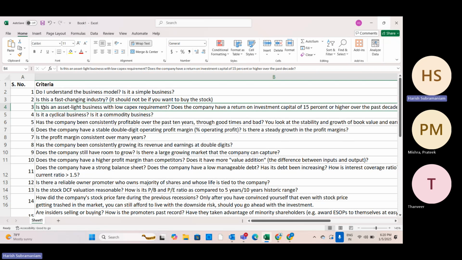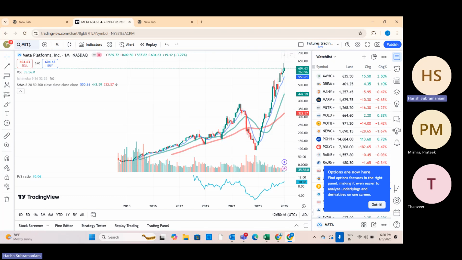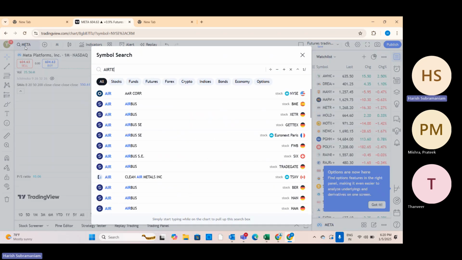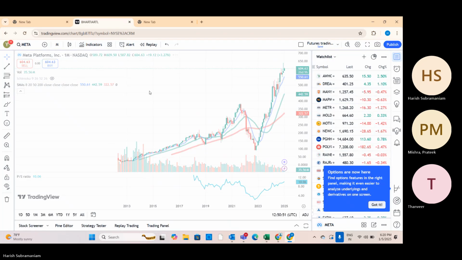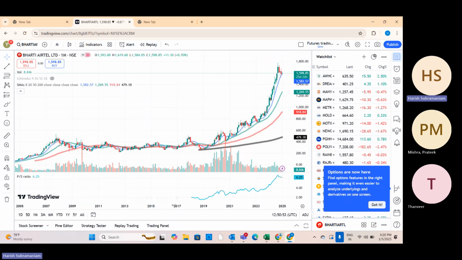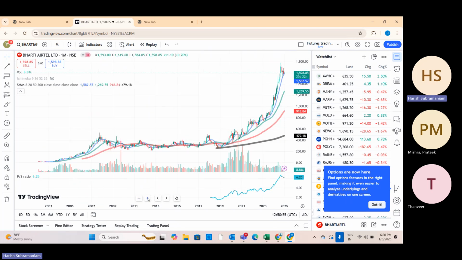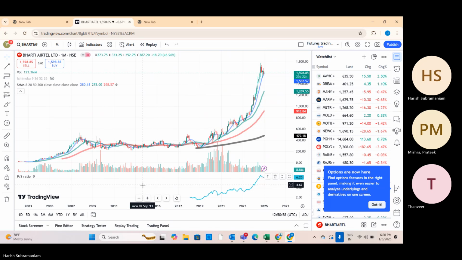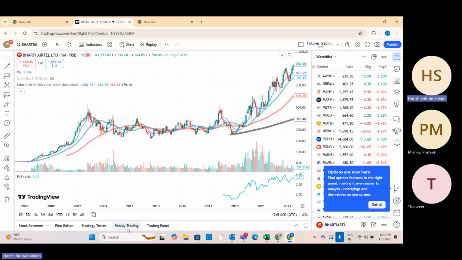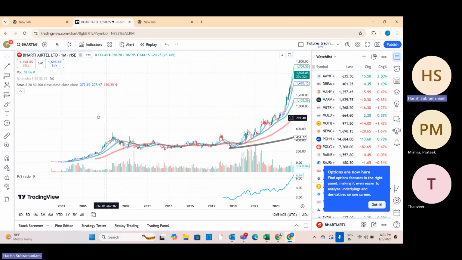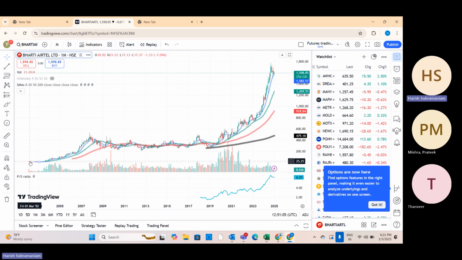Okay. Then, is this an asset light business with low capex requirement? To understand this, let's look at Airtel. Okay. So this is the share price of Airtel we see over here, and let's compare it maybe with a simple FMCG company. Airtel first entered the markets during the start of the 2000s. And then within a few years, it gave a very good return, right? Within 5 years, it gave a multifold return.